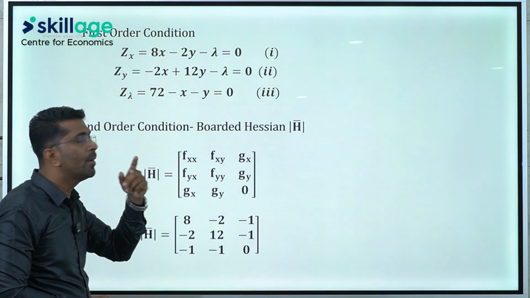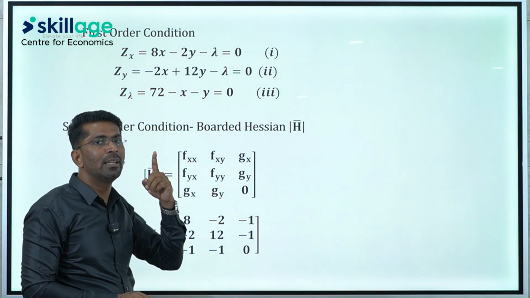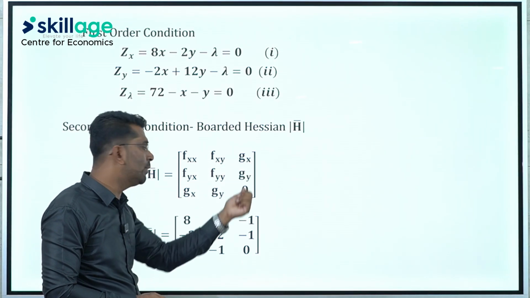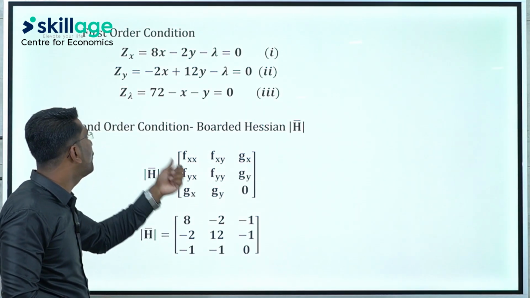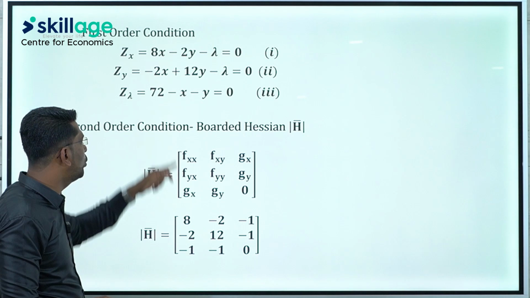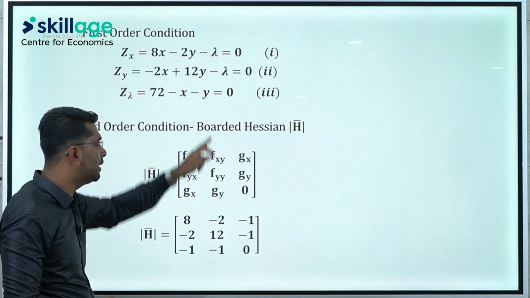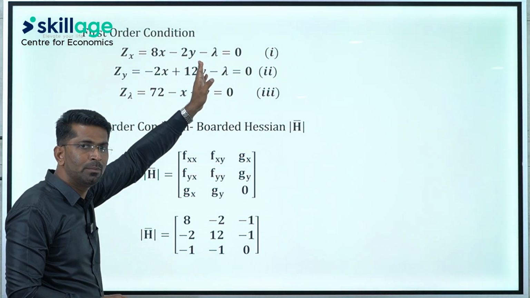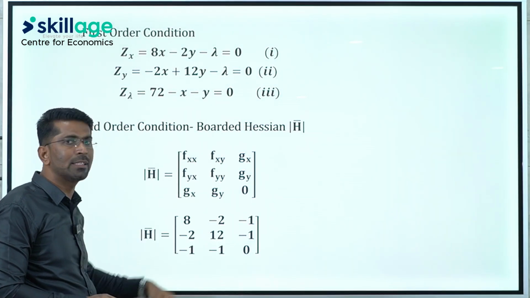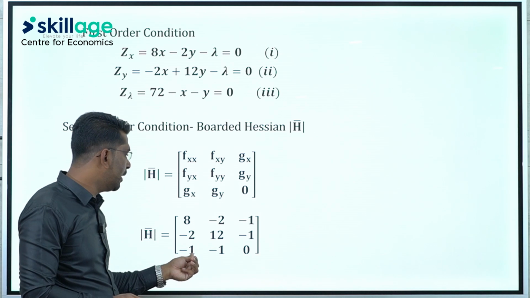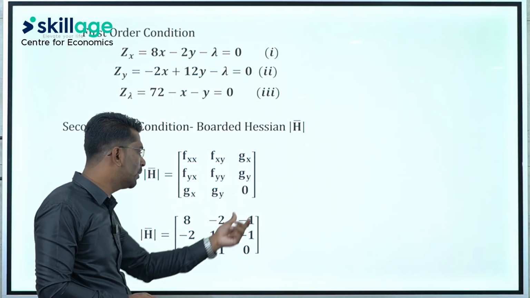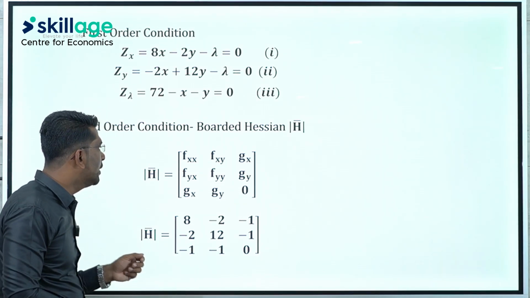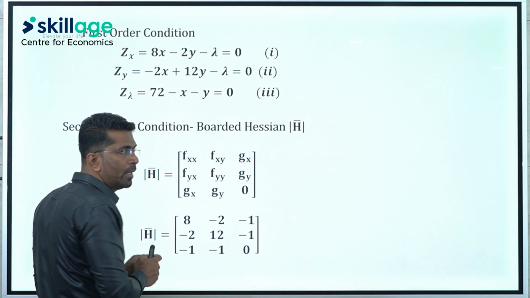What was our constraint? 72 minus x minus y. If you take the partial derivative with respect to x, it is equal to minus 1. Then f of yx is minus 2, f of yy is equal to 12, then differentiating with respect to y, g of y is again minus 1. Then again here it is minus 1. So it is bordered by the first order derivatives of the constraint. In this way you can frame the bordered Hessian.